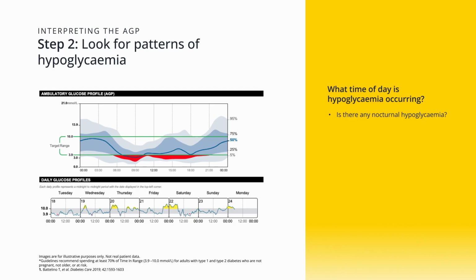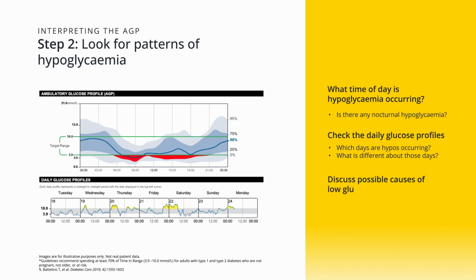If only the grey band is falling below the target range, hypoglycemia at this time is less common. This is a good time to look at the daily glucose profiles to identify any particular days that hypoglycemia happened, so you can discuss possible causes with your patient. Perhaps too much insulin or glucose-lowering medication, not enough food, or an increase in activity or alcohol intake.